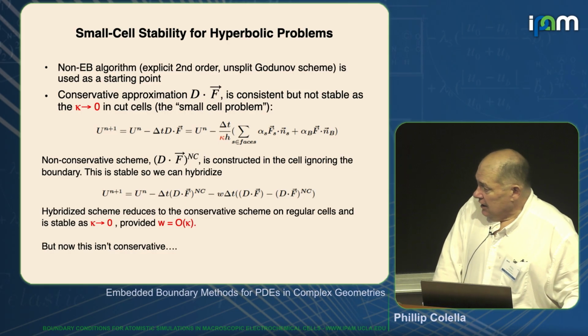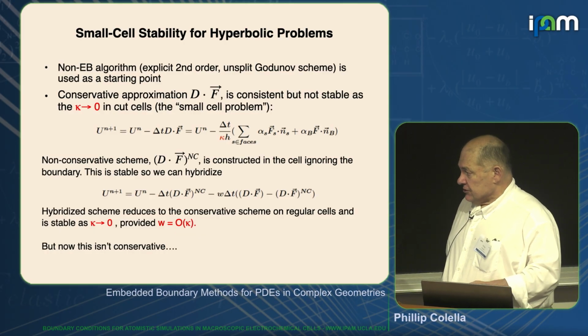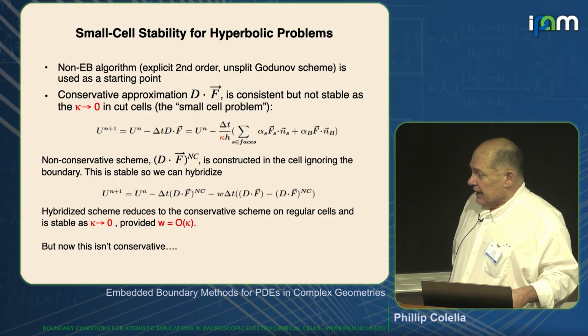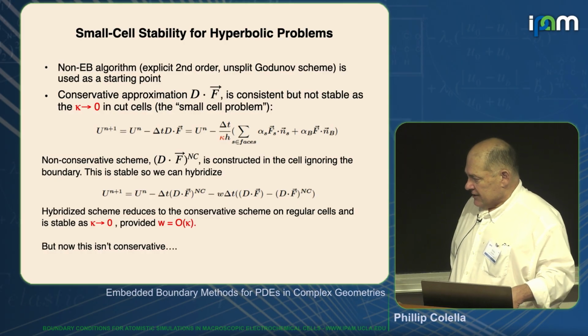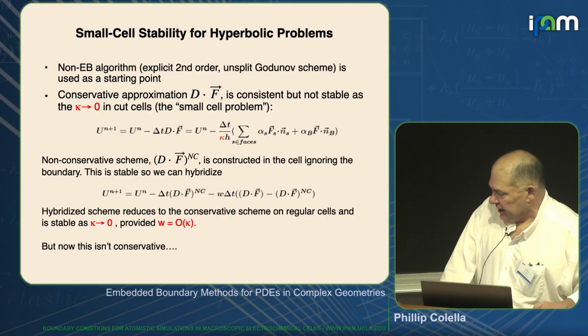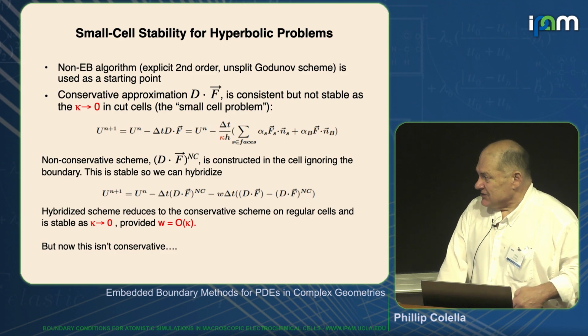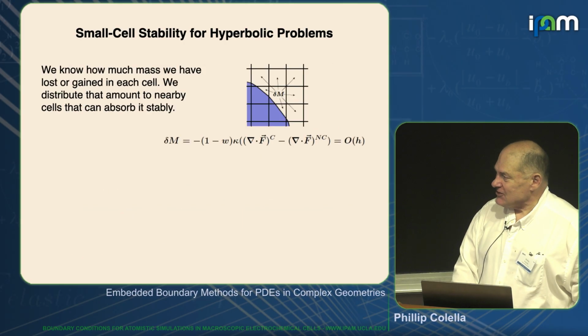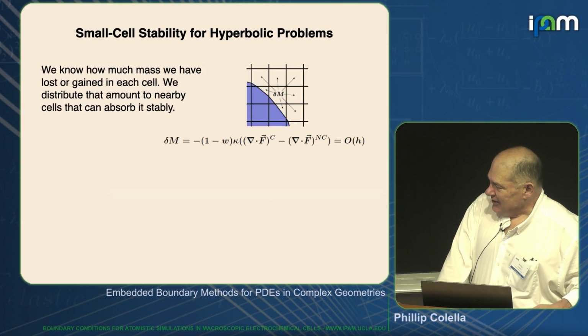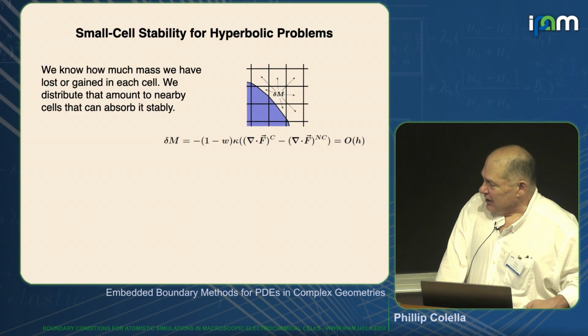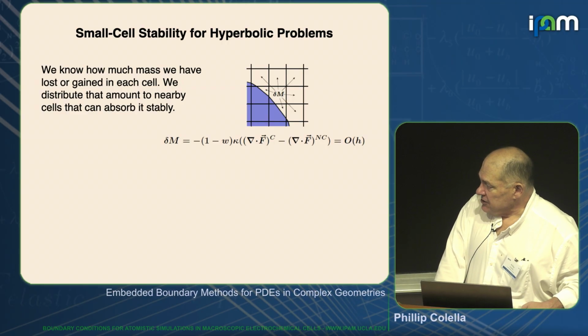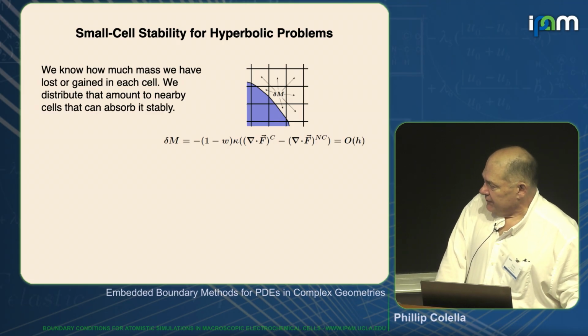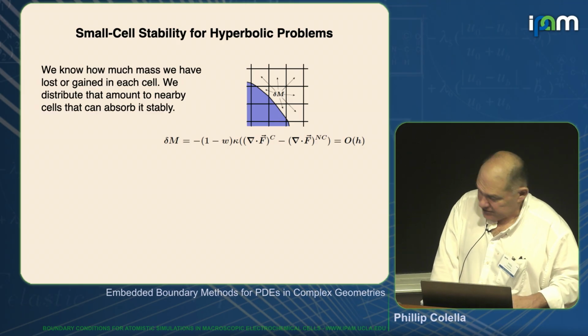So the hybridized scheme reduces to the conservative scheme in regular cells and is stable if kappa goes to 0, W is order kappa. Well, what's the problem with this? Well, this isn't conservative. However, I know how much mass I've lost. How much stuff have I lost? Well, a little bit of algebra tells you it's (1 minus W) times kappa times the difference of the divergence of the conservative and non-conservative fluxes.